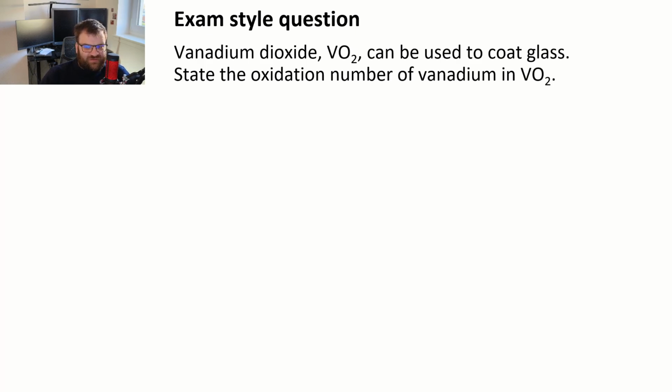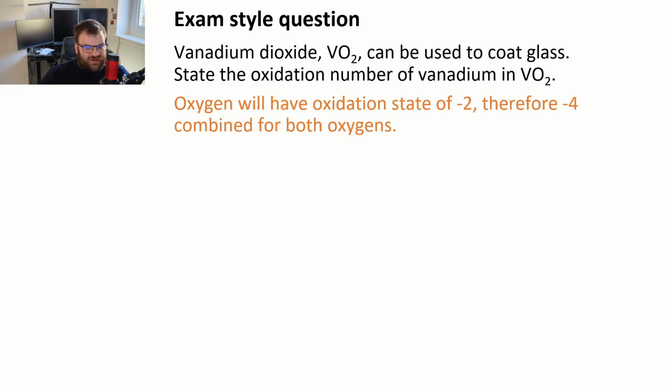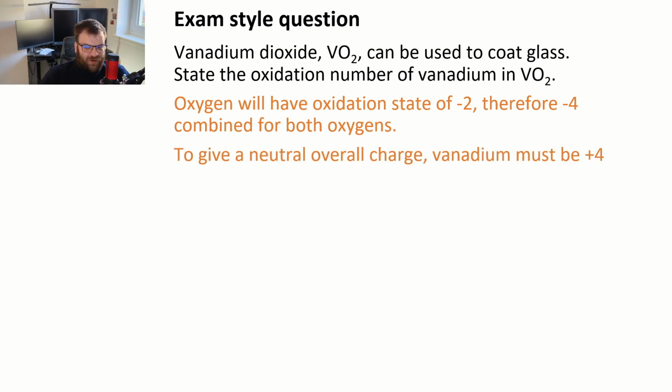In this one, we have oxygen being joined to vanadium. Oxygen will have an oxidation state of -2, and if you've got 2 of them, that means you have -4 combined together. Because there is no charge showing on the VO2, the vanadium must balance out the -4. It must be +4, give you a neutral charge overall, and that gives you your answer of +4. You can represent it with Roman numerals or just as a singular number. Those would be acceptable to the SQA.